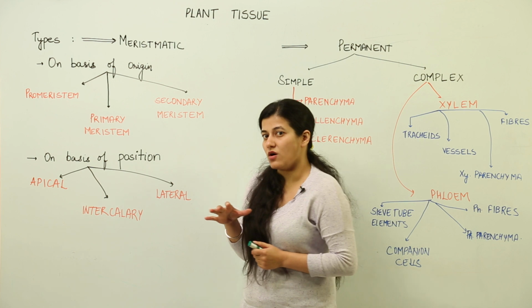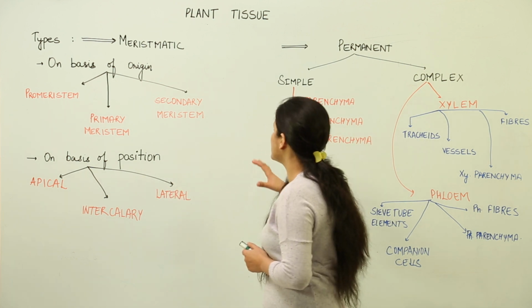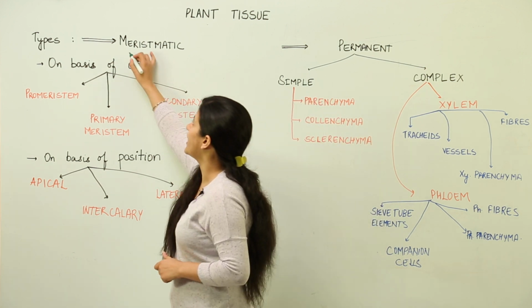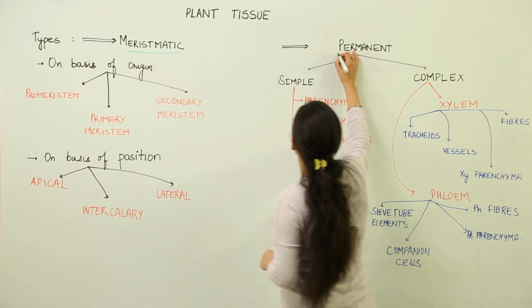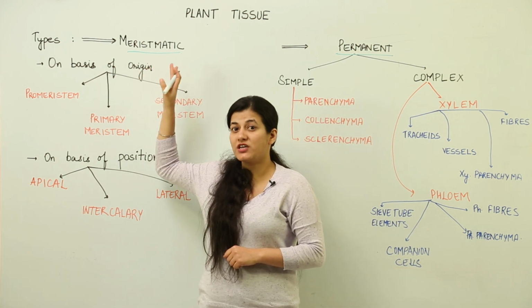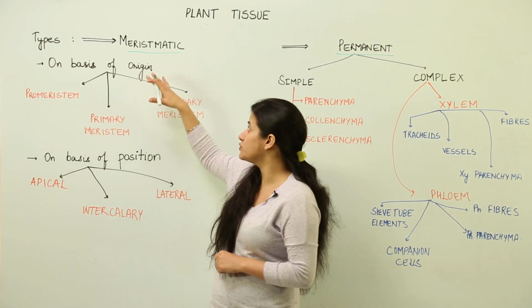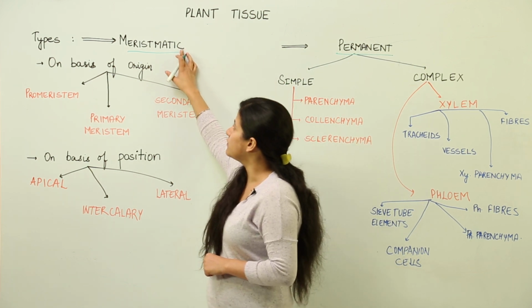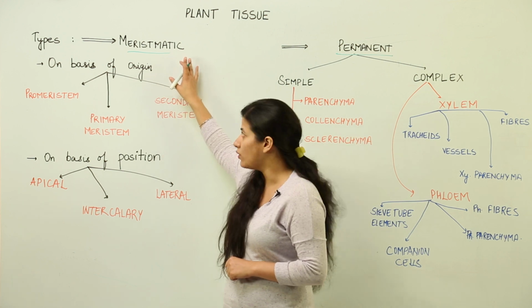So on the basis of different classifying features, we have two types of plant tissues. First one being the meristematic and the second one is the permanent tissue. Meristematic tissue is that tissue which gives rise to the next tissues which happen to become the permanent tissues. So first of all, let's see what these meristematic tissues are all about.